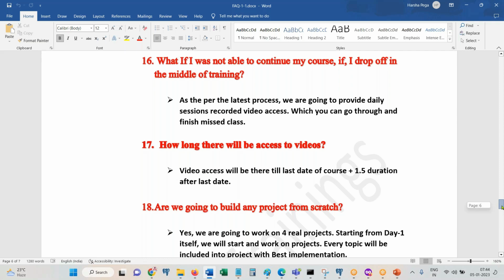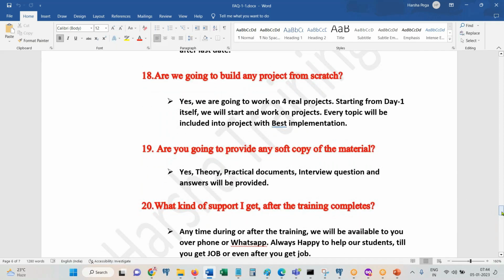And are we going to build any project from scratch? Actually, we are going to work on 4 projects. One project I will be teaching. The second project you will be doing by yourself, which I will be assigning after 1 week. The third and fourth projects you will be doing after the course. At the end of the course, you will be given project 3 and project 4. I will explain about that process after some time.